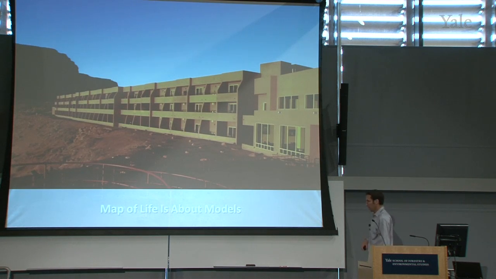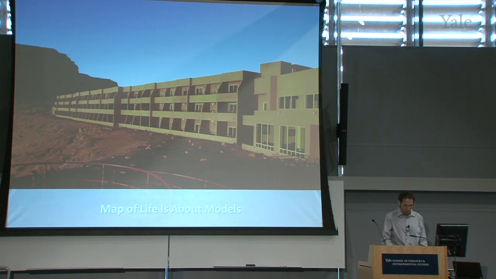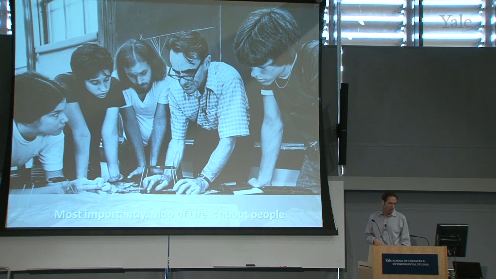Map of Life is about models. I already covered this. I'm just going to go right on and say that you saw the great ways that we can begin to think about modeling all these different data sources and deal with the heterogeneity. And most importantly, Map of Life really is about people.